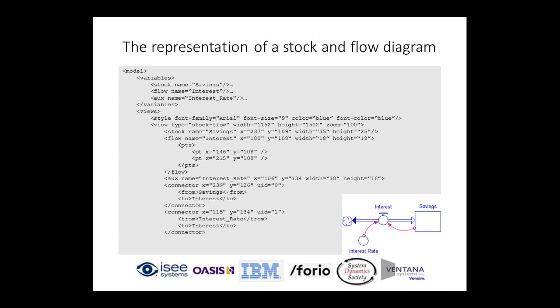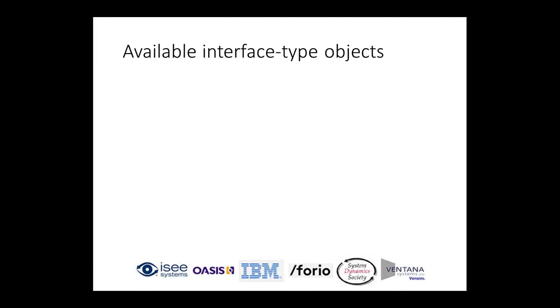We then represent the connectors using connector tags. And we represent the takeoff point using positions, and we go from and to, from and to. And finally, we end our model. So that's all of the bits and pieces that you need to represent a stock and flow diagram within XMILE.